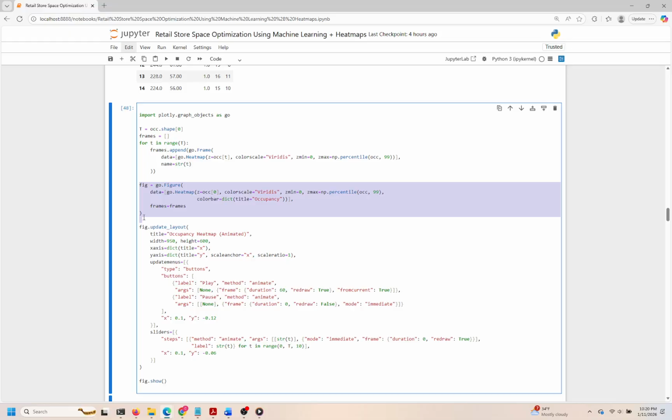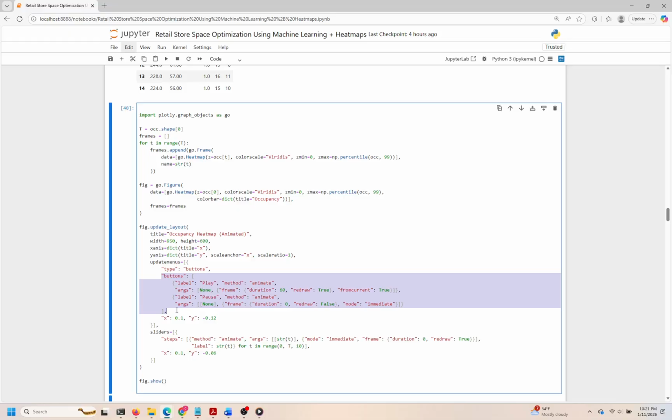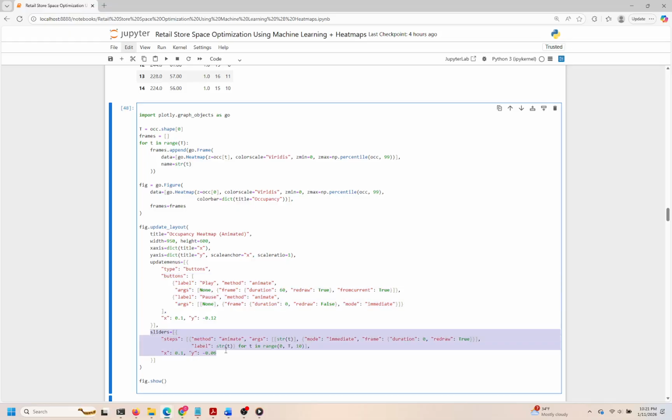Next, we initialize the figure with the heat map for the first time slice. This serves as the anchor point for the animation. In addition, we configure the layout, giving our figure a descriptive title and defining axis titles to clarify what the viewer should be interpreting regarding the x and y dimensions. One key feature here is the embedding of buttons that let users play or pause the animation, providing interactivity for deeper engagement. We've also integrated a slider that allows users to manually navigate through specific time frames. Each step on this slider corresponds to a time slice, making the visualization adaptable to individual preferences.